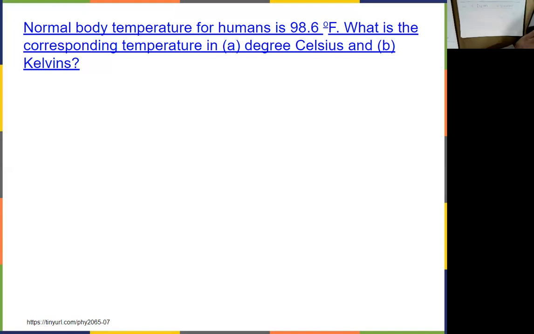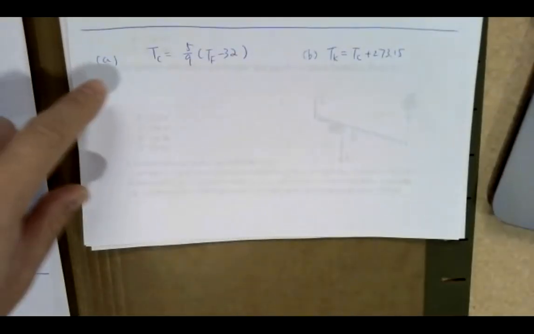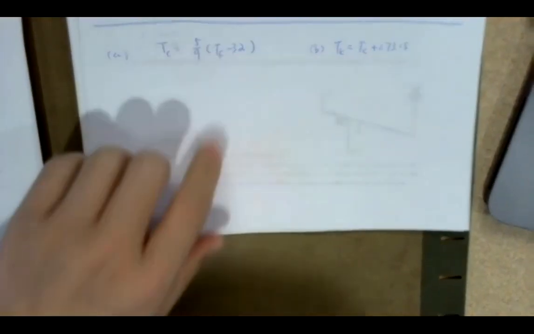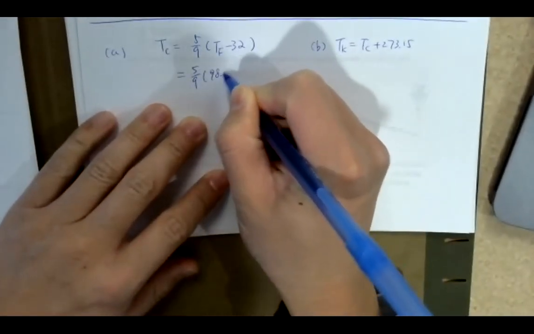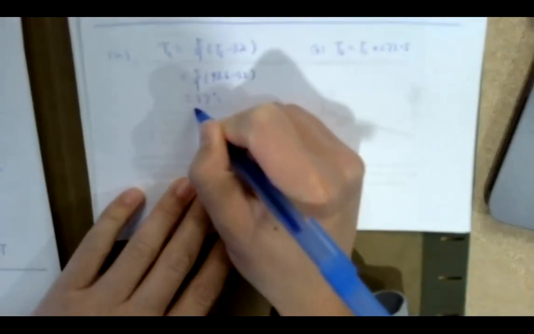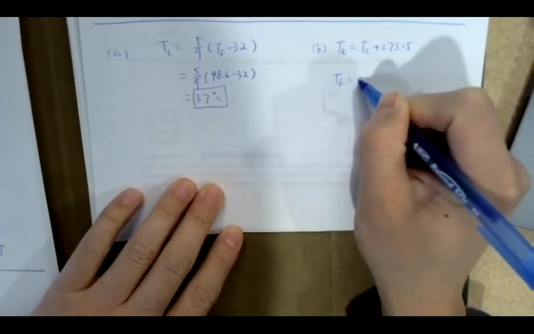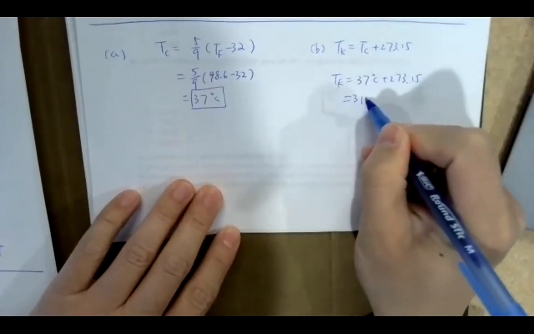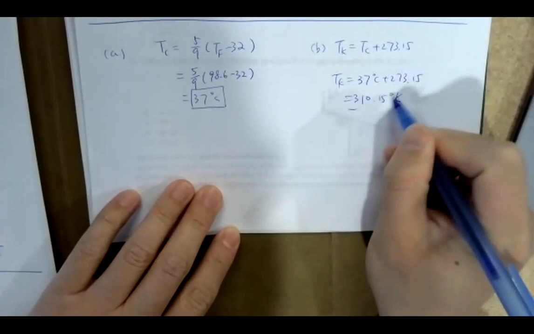All right, so most of you have your responses in. We can take a look. So basically for part A, you're going to do Tc equals 5/9 (Tf minus 32), okay? So it'll be 5/9 of 98.6 minus 32. That gives you exactly 37 degrees, okay? And then TK will be equal to 37 degrees plus 273.15, okay? So that's 310.15 Kelvin, okay?